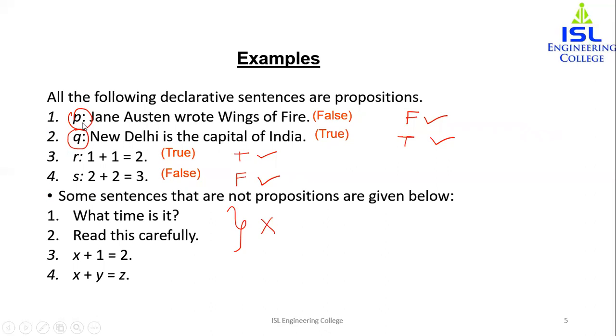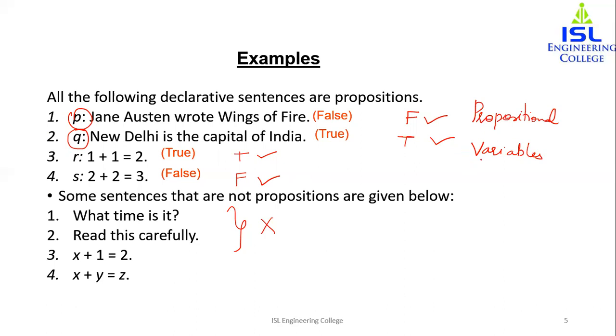In the earlier slide, the proposition P is Jane Austen wrote Wings of Fire. The proposition Q is New Delhi is the capital of India. R is 1 plus 1 is equal to 2. S is 2 plus 2 is equal to 3. So all of these four things, P, Q, R, S over here are known as propositional variables. Every time I'm writing a proposition, I'll denote it with the variables.